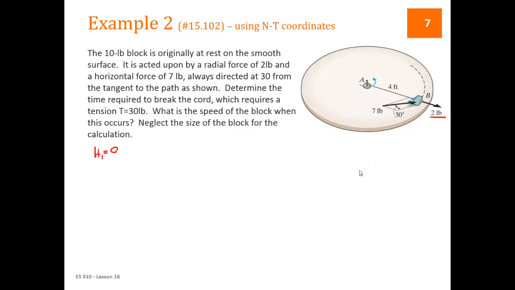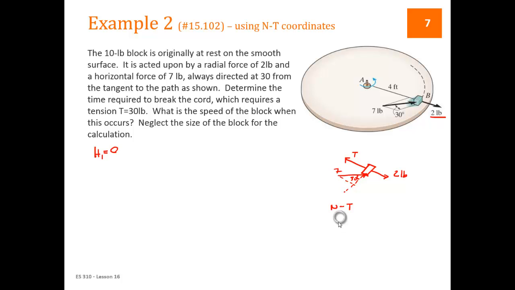All right, so if we look at the block, what forces are acting on this block? Well, here's our block. Looking at it from above, we've got the tension, we've got 2 pounds, and we've got this 7 pounds at an angle here. So that's 7, and this is 30 in here. So let's use the NT coordinate system, since this thing is moving in a circle, that's easier to do.